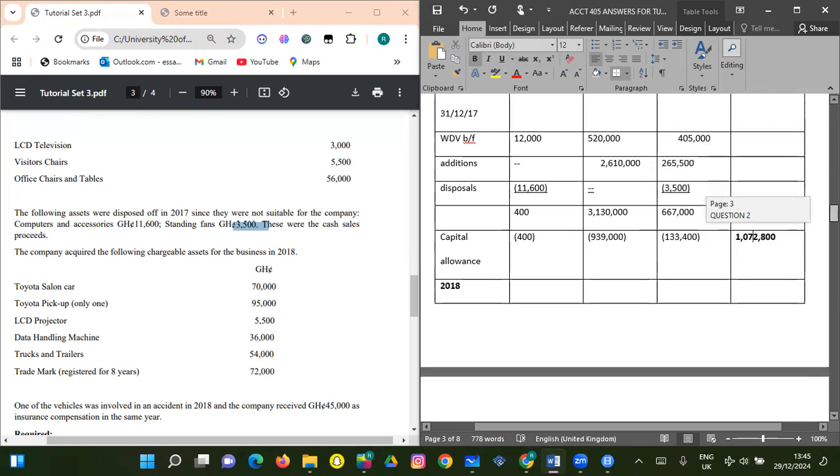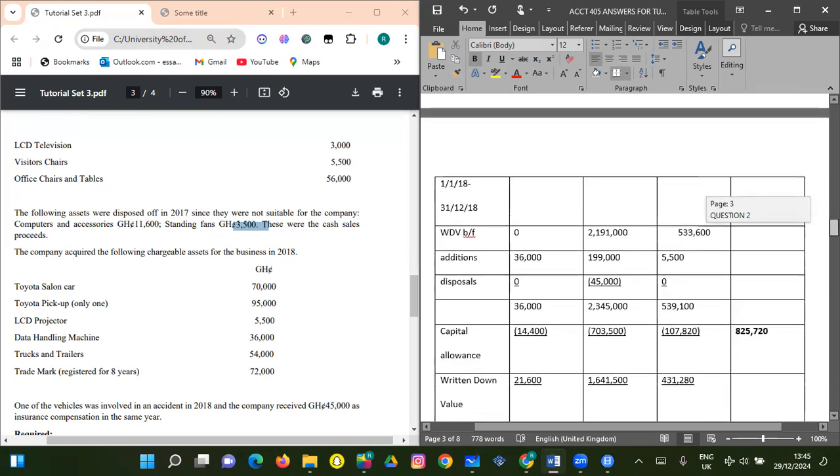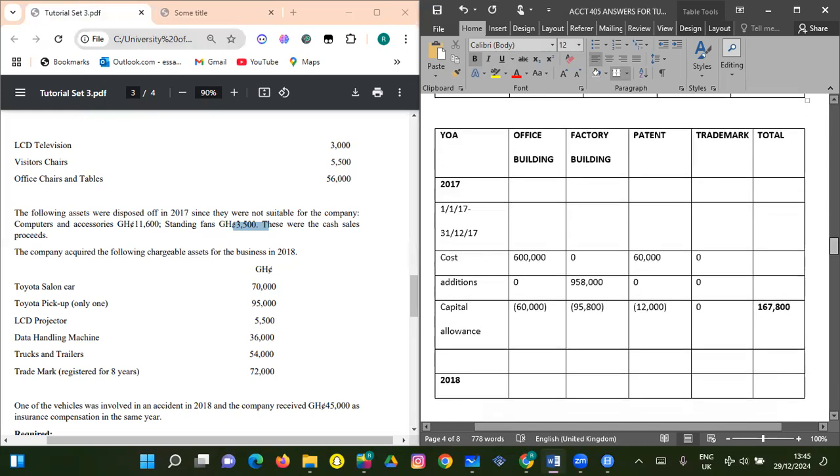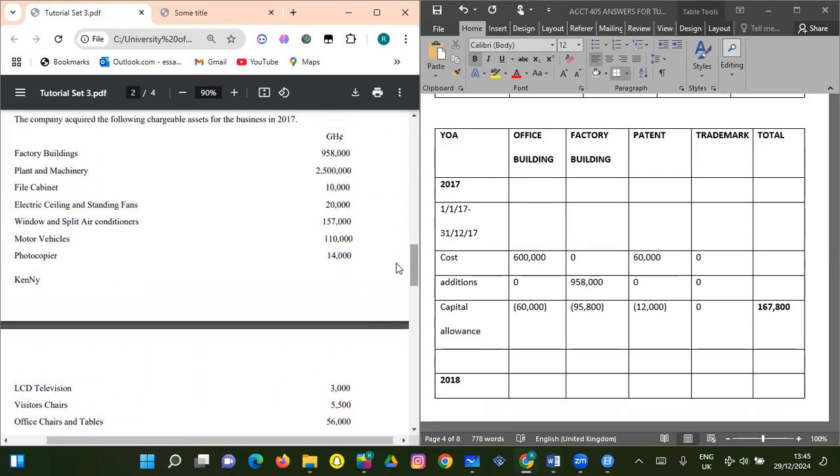All right. So now let's take a look at the building side or the pool side. In pool 4, for example, in the year 2017, this is it. They added a factory building, 950, that's what we brought in here, right?